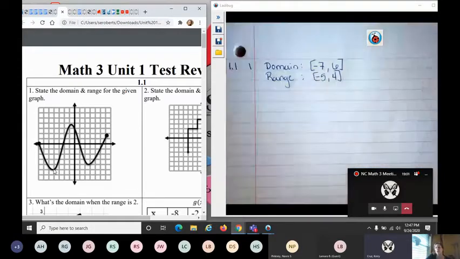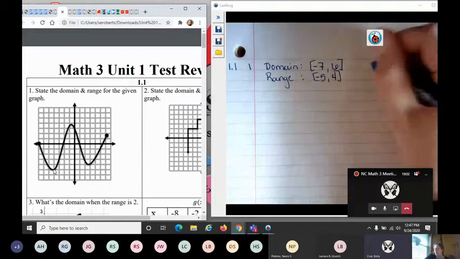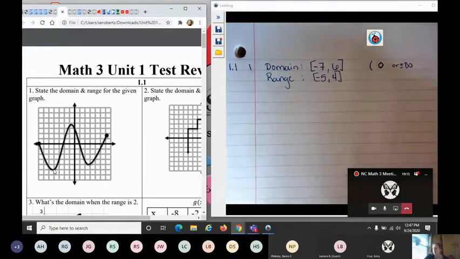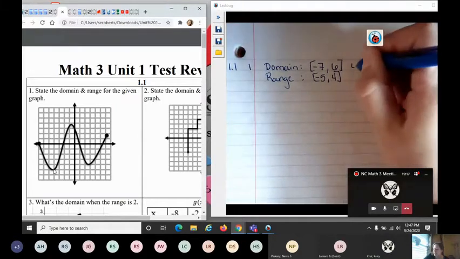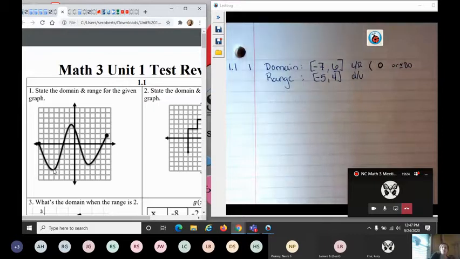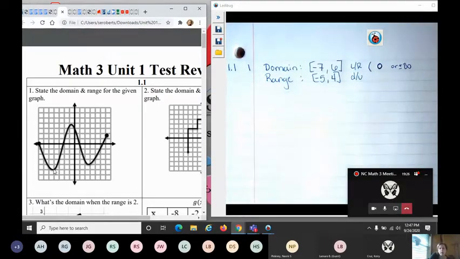We only will use the parenthesis, the open bracket, if there is an open dot specifically, or you have plus or minus infinity. Okay, good job, Katie. Thank you so much. Okay, and remember that domain goes left to right and range goes down to up. What questions does anybody have about number 1?